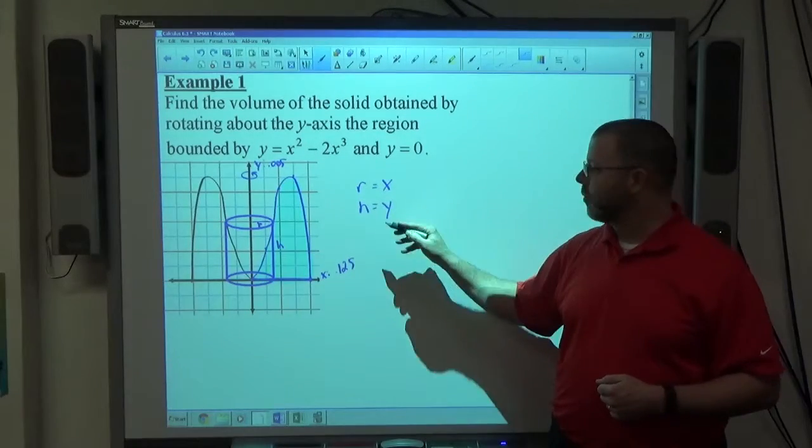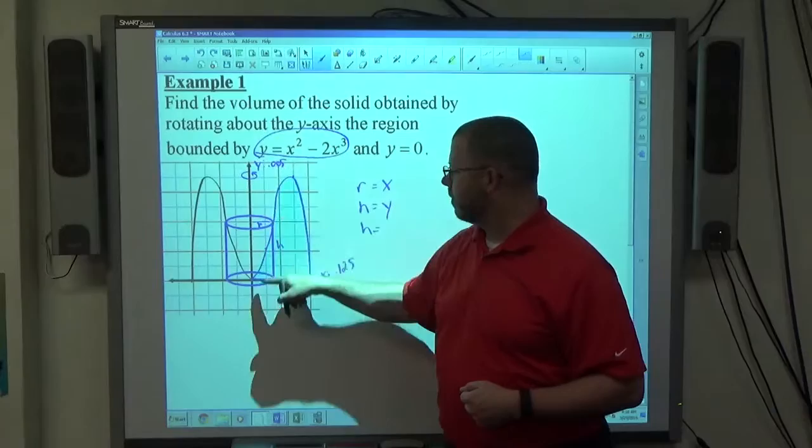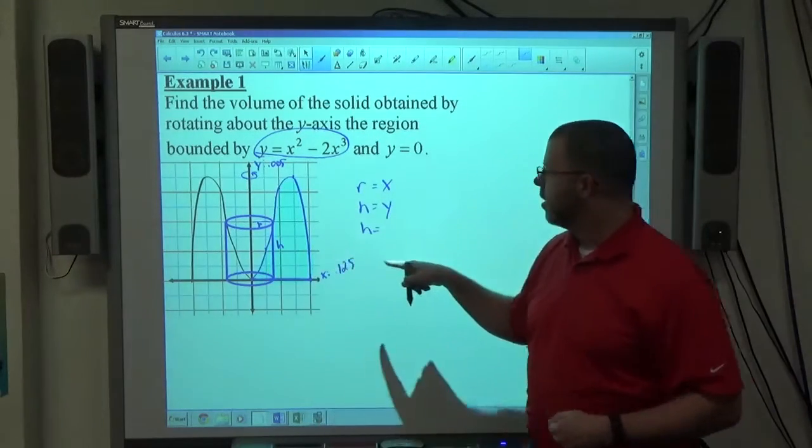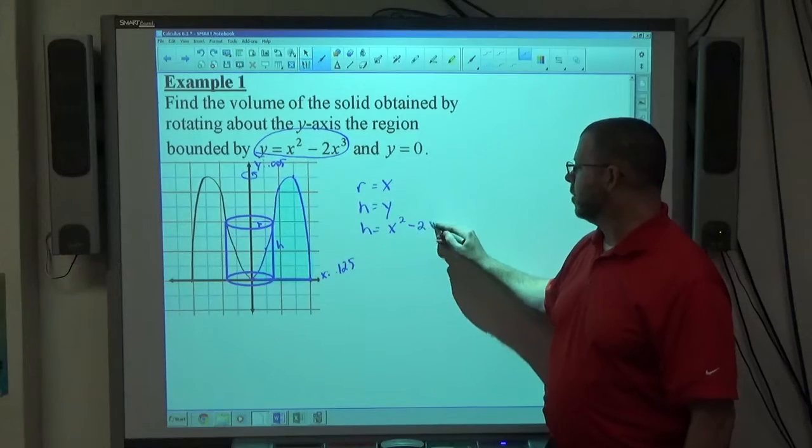We don't want it to be y. We want height to equal something about x, but y equals x squared minus 2x cubed. That's the curve we're going up to, right? So height equals y, but I'm going to go with height equals x squared minus 2x cubed.